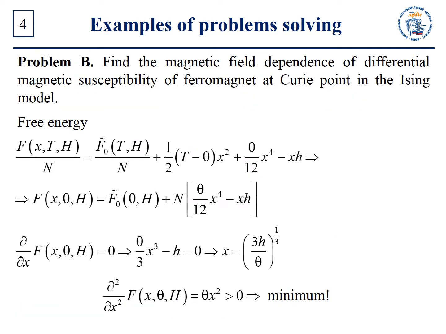Our second problem is more difficult. We should find the magnetic field dependence of differential magnetic susceptibility of ferromagnet at Curie point in the Ising model. What should we do? First of all, let us recall the expression for free energy near the Curie temperature. Next, we should substitute Curie temperature in this expression, differentiate it, and find the order parameter x. Here, we see that it corresponds to the minimum of free energy.